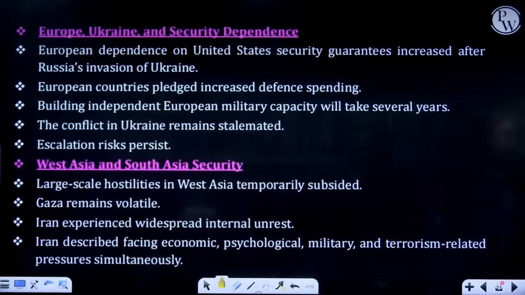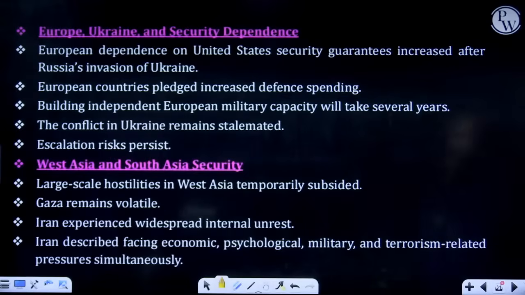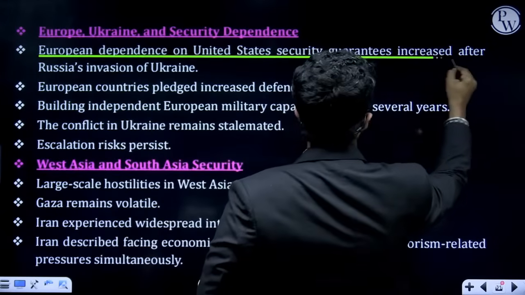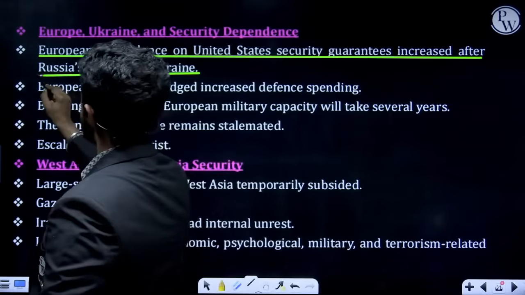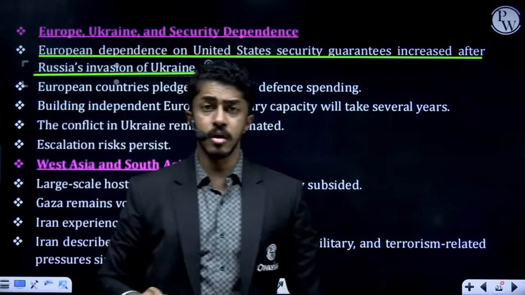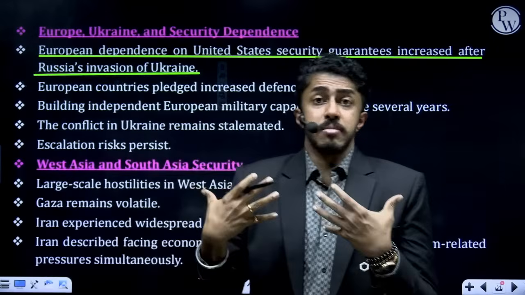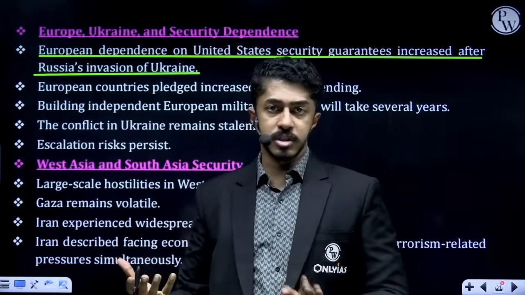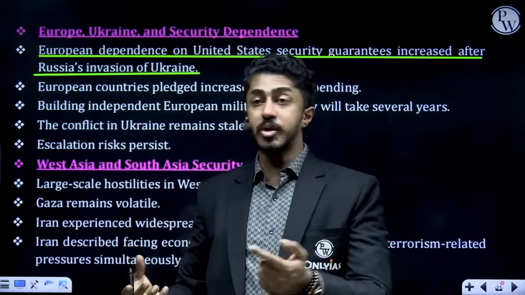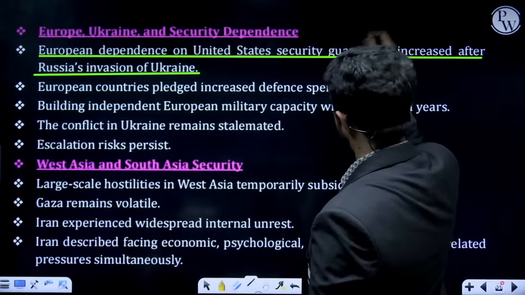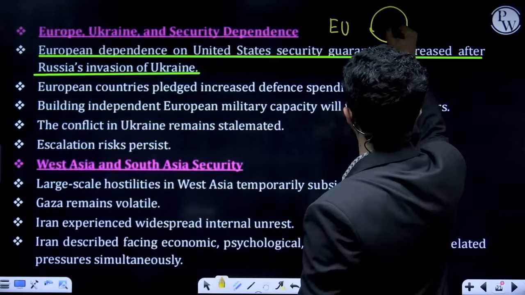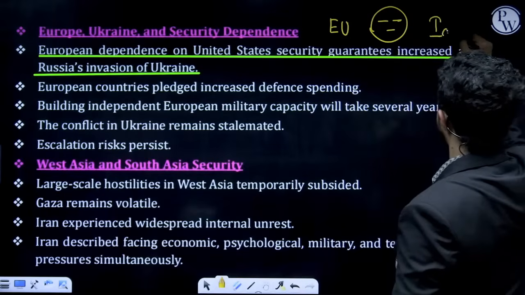Europe, Ukraine and security dependence. Europe's dependence on United States security guarantees increased after Russia's invasion of Ukraine. Again, the Russian fear always. Oh my God, Russia is attacking Ukraine. What if something happens to us? US, please help us. This was the logic. And because India was close with Russia, automatically EU, European Union, developed an animosity towards India.